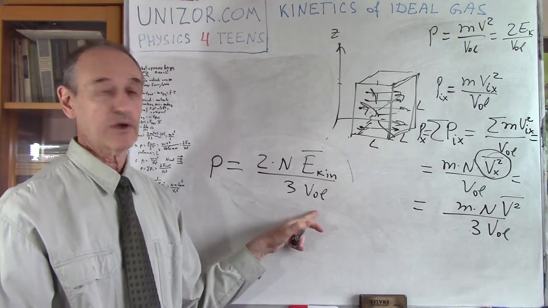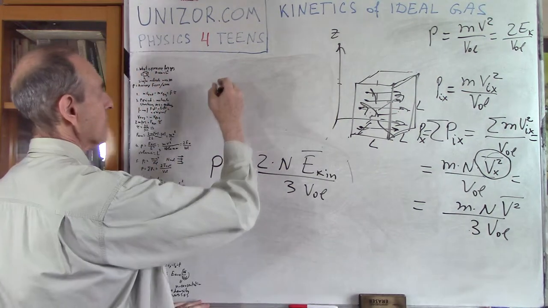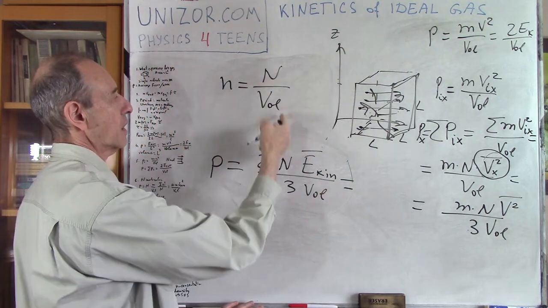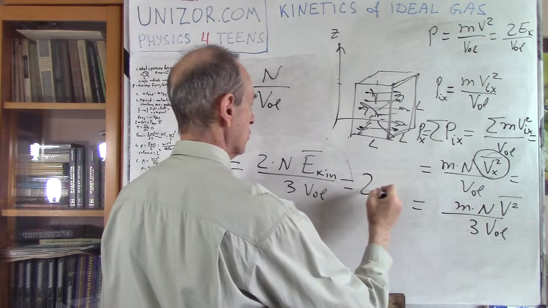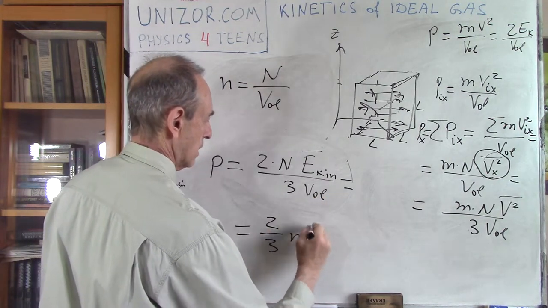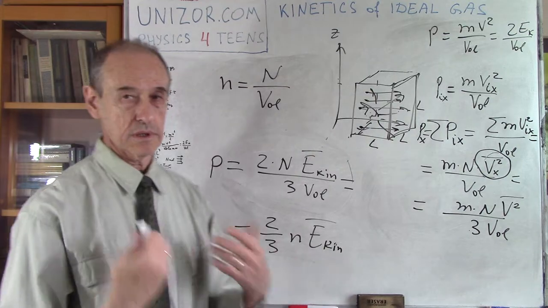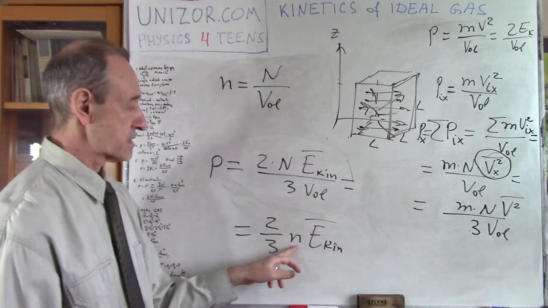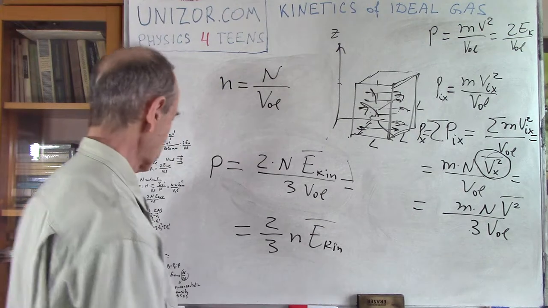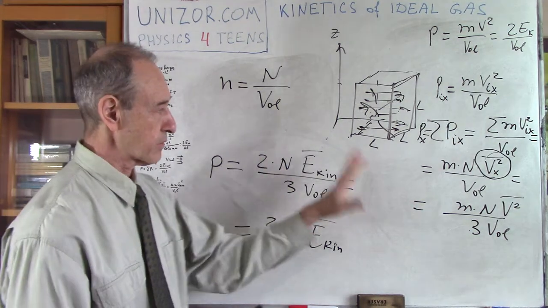And obviously it depends on the volume, because n divided by volume is the density of the molecules. The density of the molecules is the number of molecules per unit of volume. So it's 2/3 n times the average kinetic energy, where n is the density of the molecules, the number of molecules per unit of volume. And again, obviously, the greater the density of the molecules, the stronger the pressure, and with kinetic energy we already spoke about it. So this is the main formula, this is the result of whatever we were trying to come up with today.